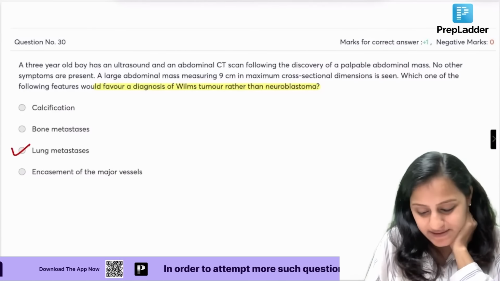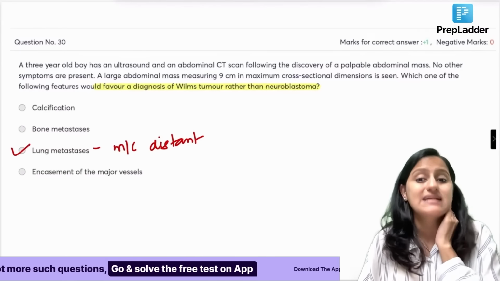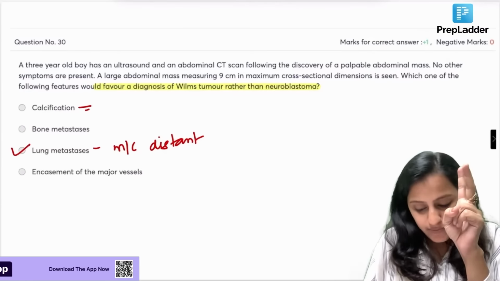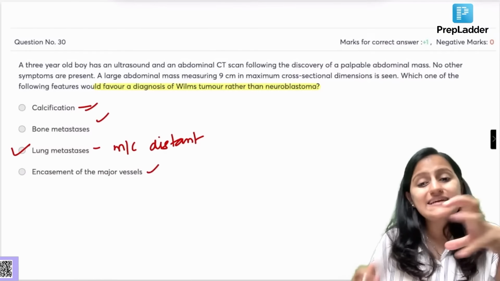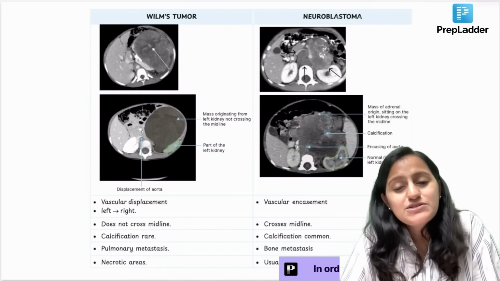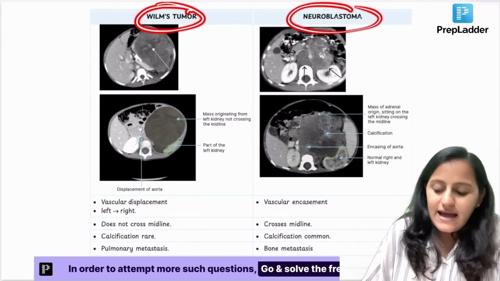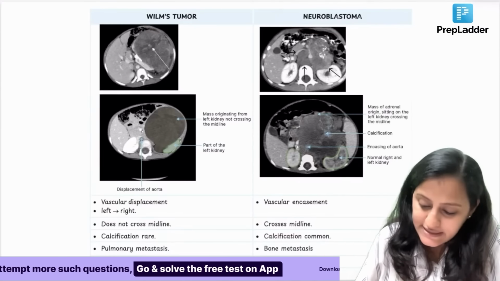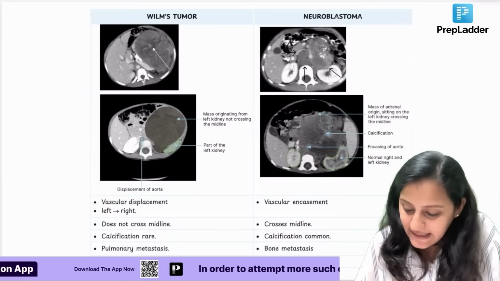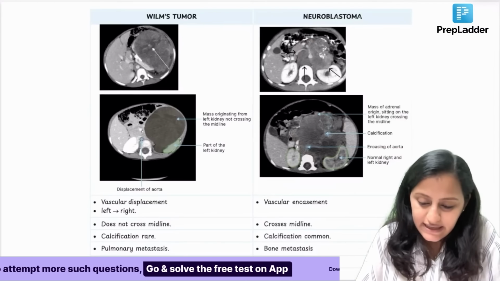In Wilms, remember, the most common distant metastasis site is lungs. Okay. Calcification is neuroblastoma. Bone metastasis, neuroblastoma. Encasement of vessels is neuroblastoma. So if you look at our radiology notes, we have discussed this in our main video, the difference between Wilms and neuroblastoma. You can see this calcification in neuroblastoma, right? It is encasing the vessel.